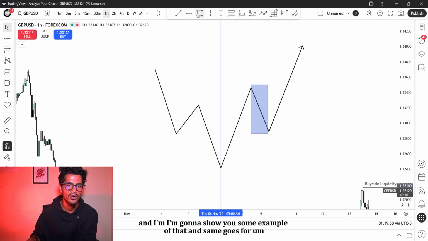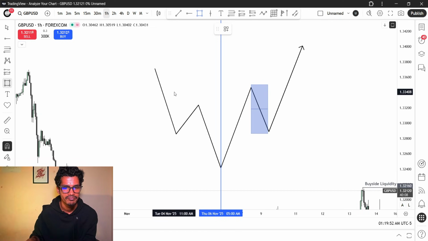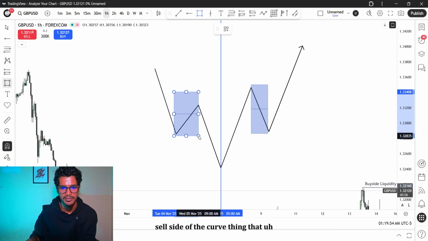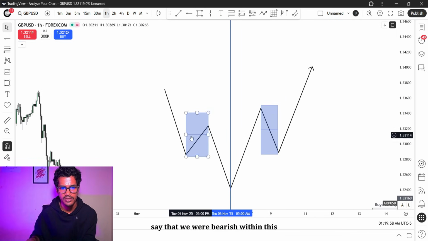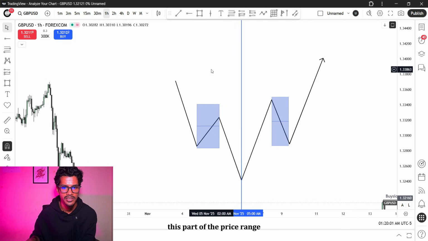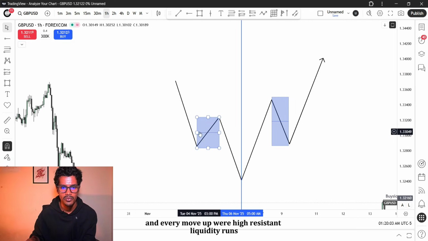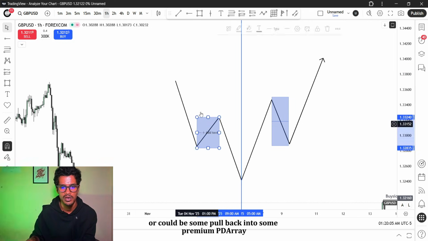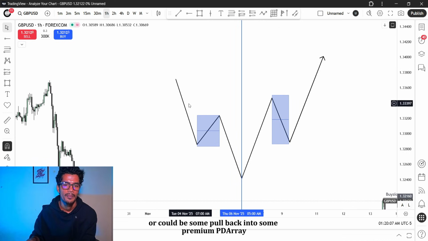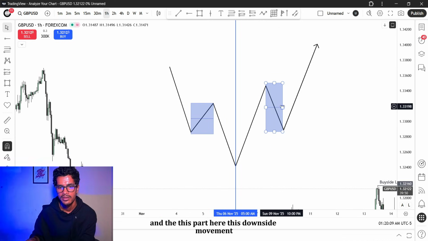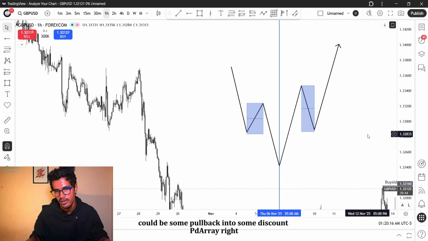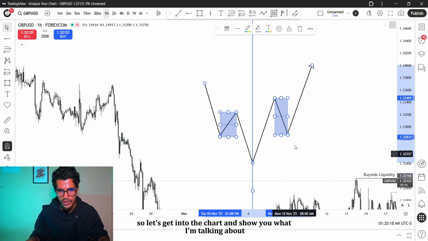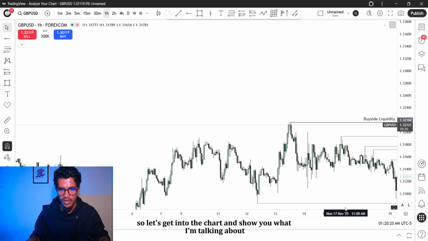And same goes for the sell side of the curve. Say that we were bearish within this part of the price range, and every move up was high risk on liquidity run, or could be some pullback into some premium PDRA, and this downside movement could be some pullback into some discount PDRA, right? So let's get into the chart and show you what I'm talking about.